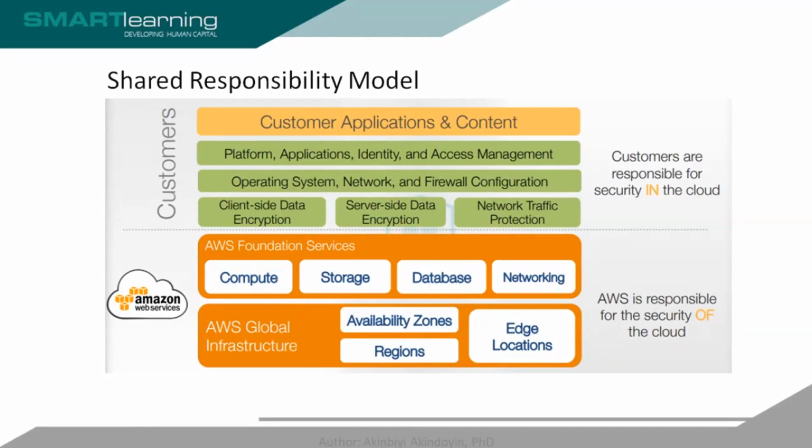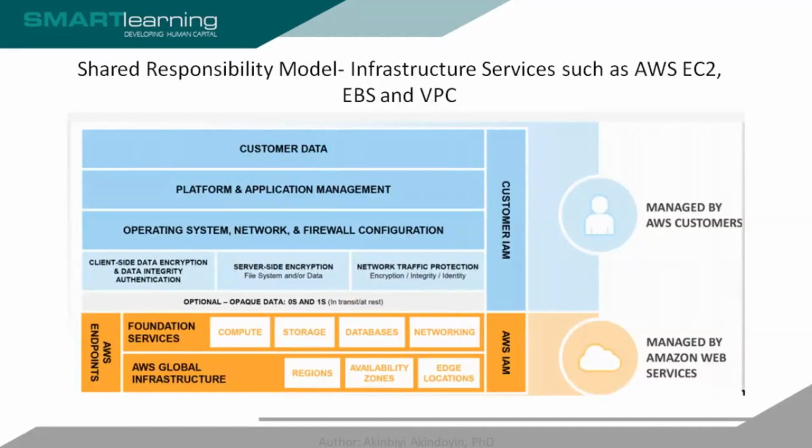Okay. But yeah, I'm going to now deep dive into different levels of services provided by AWS and how they compare in terms of your responsibility. So for the infrastructure services, for instance, we have EC2, EBS, and VPC.